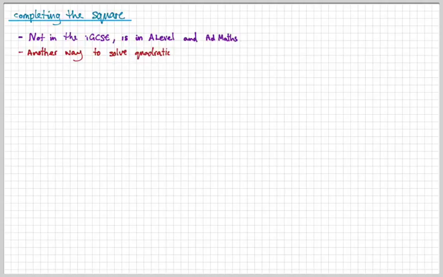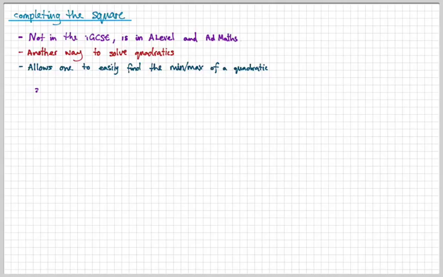We know two ways to solve quadratics at the moment. We know how to factorize quadratics. We also know how to use the quadratic formula. Completing the square also allows us to easily find the maximum or minimum of a quadratic. We haven't looked at sketching quadratics, but when we do look at sketching quadratics, we'll be talking about completing the square. Let's begin with an example, something simple like x squared plus 4x plus 4 equals 0.